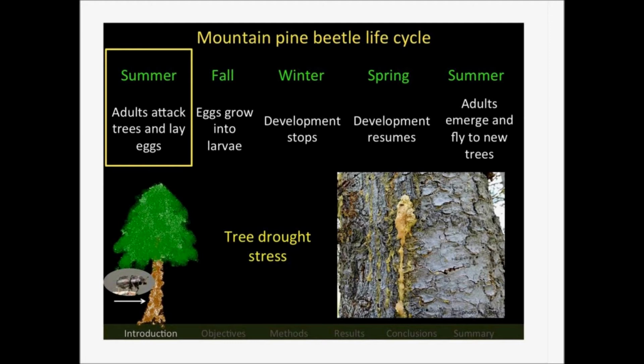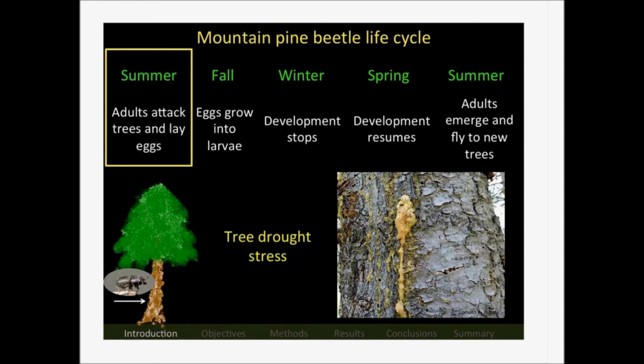But a tree that is experiencing drought stress then doesn't have as much resource to allocate to defense. It's allocating more of its resources to simply surviving and storing carbohydrates. And so a weakened tree can be successfully attacked and killed by fewer beetles than a healthy tree can. But even a healthy tree can be successfully attacked and killed given a large enough beetle population.